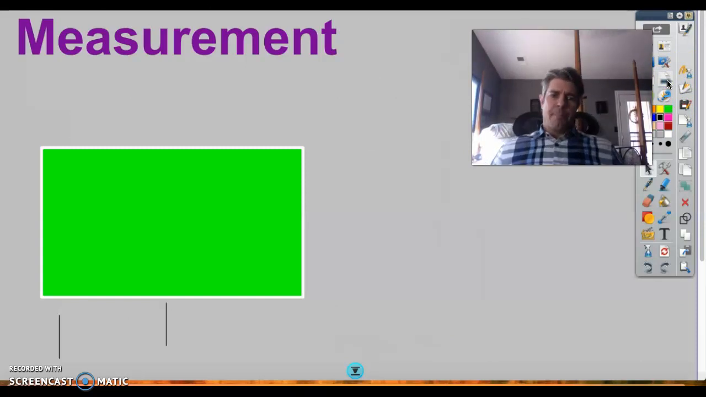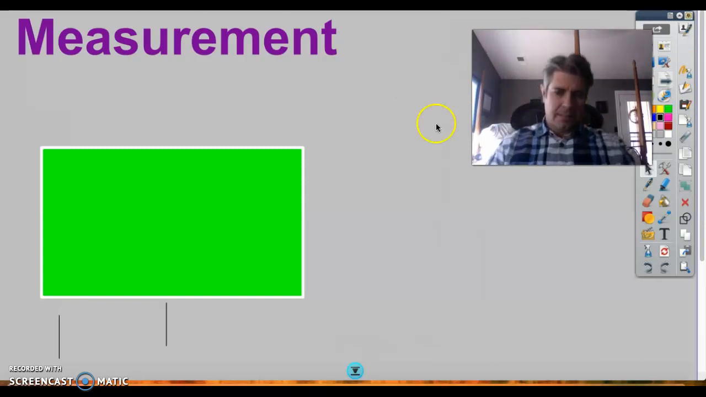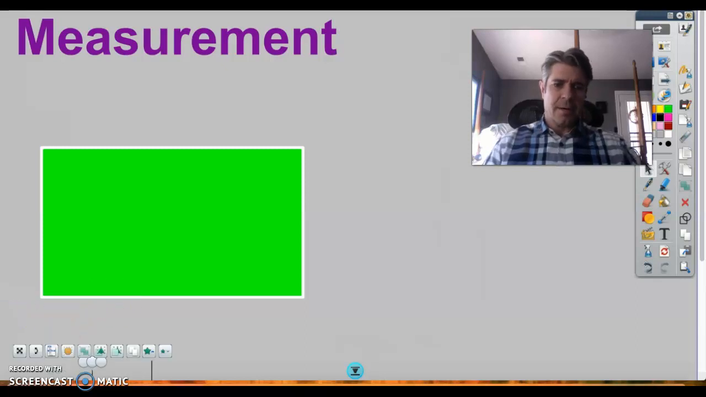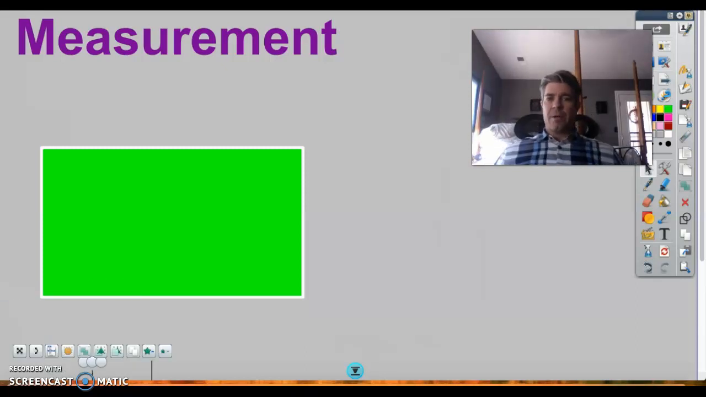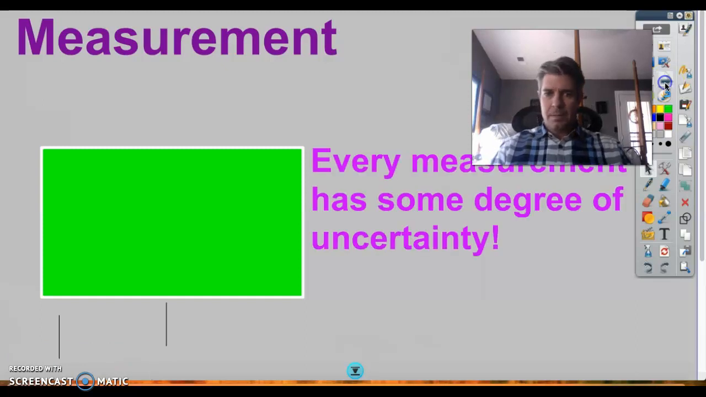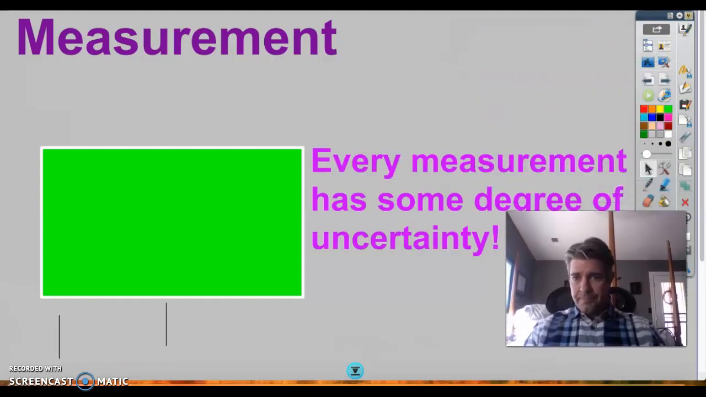So let's just say we're measuring something such as this green shape here. We could measure the length, the width. Maybe it has 3 dimensions. We can measure the area. We can measure the volume. We're just going to measure one side of this today. We're going to measure the length. A couple things before we do that.